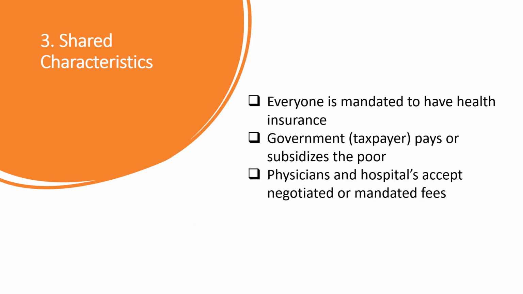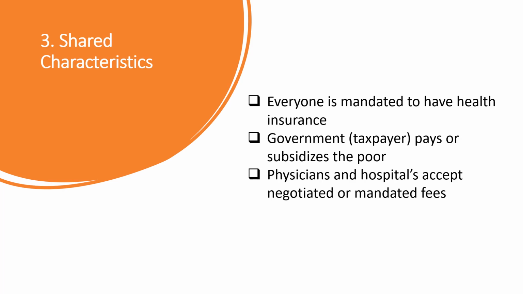So what are the shared characteristics? I kind of noted them as we were going through. But with each of these systems, the Bismarck model, the Beveridge model, and the National Health Insurance model, these three things occur. Everyone is mandated to have healthcare insurance. In the United States, with the Patient Protection and Affordable Care Act, we had the individual mandate. We'll talk about that more later.